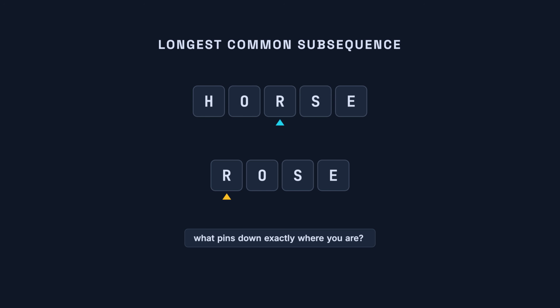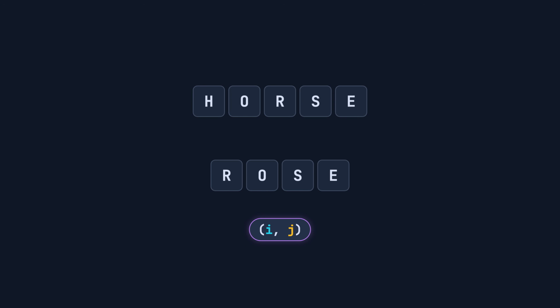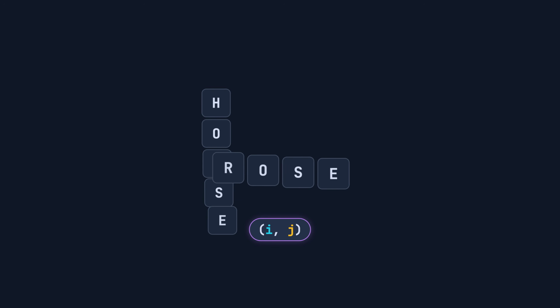And notice that one number isn't enough. Being at position 3 in horse tells you basically nothing about how far you've gotten in the word rose. You need your position in the first word and in the second. The state is the pair. Let's lay that out as a grid. Horse down the side, rose across the top.